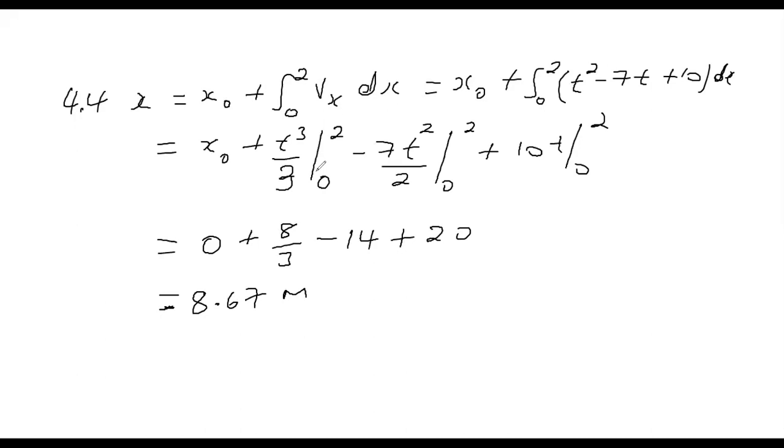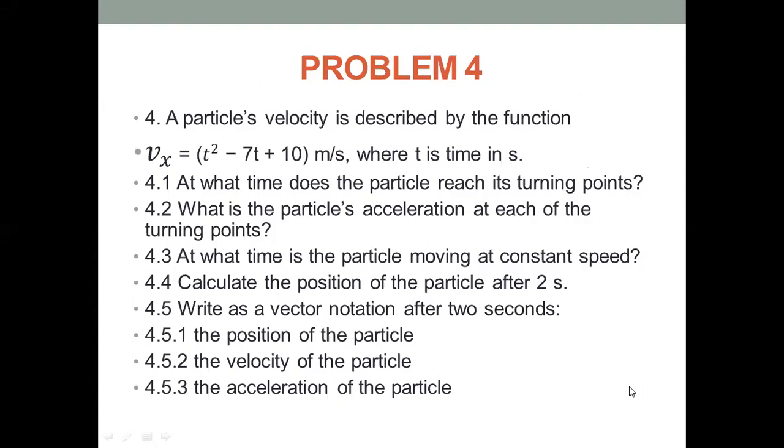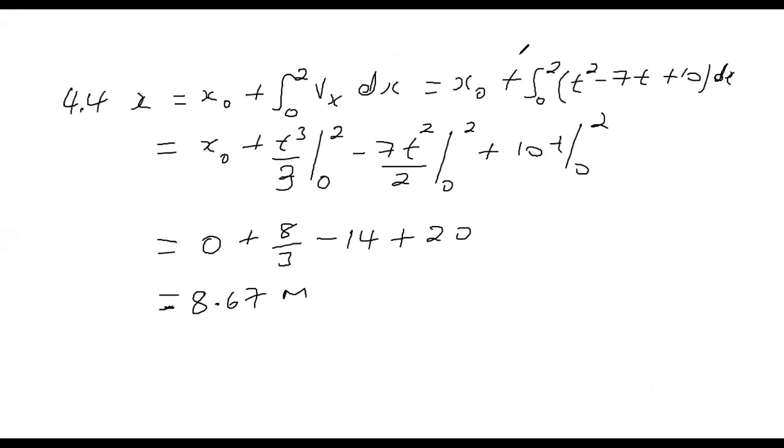Okay, let's check the next question, 4.5. Write in vector notation, after 2 seconds, 4.5.1 the position of the particle, 4.5.2 the velocity of the particle, and 4.5.3 the acceleration of the particle. Everything we work out as vector notation, so we need to indicate whether it's along the y-axis or the x-axis. So 4.5.1, that is the position.